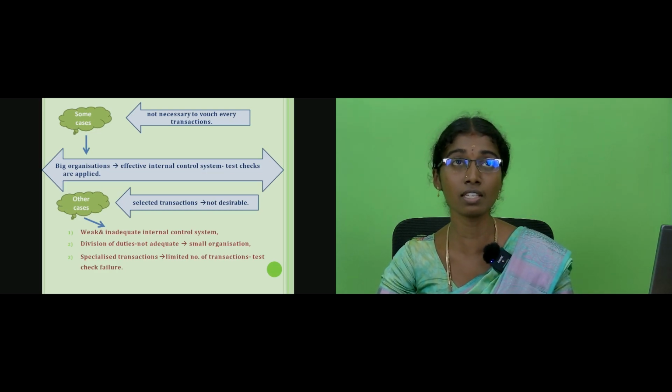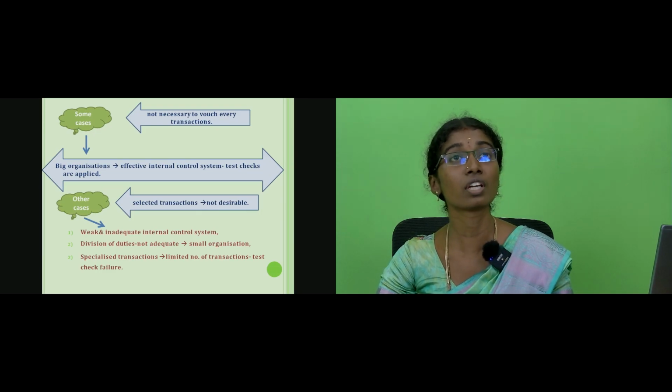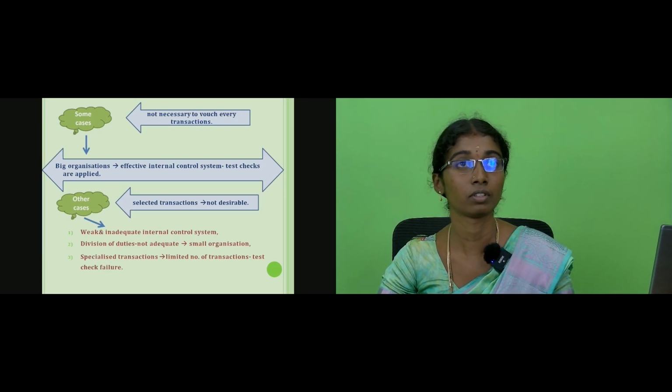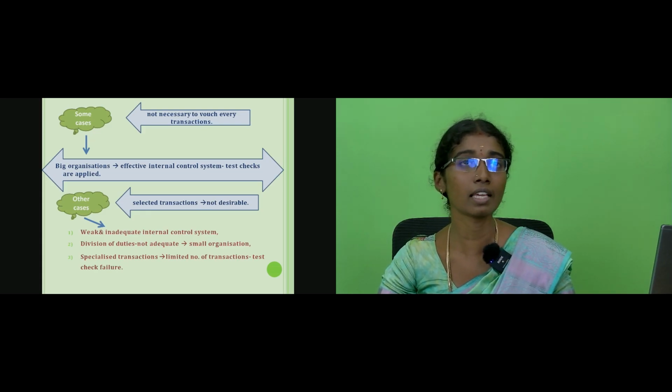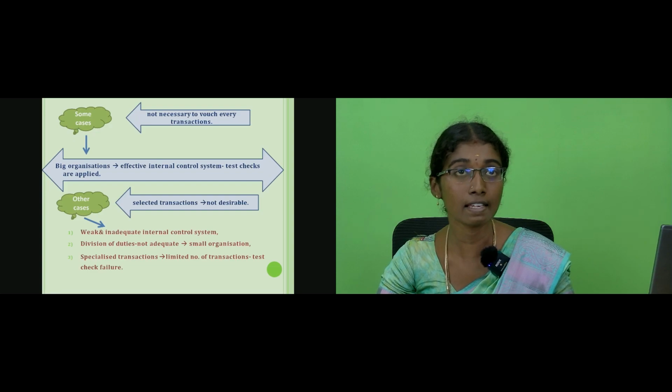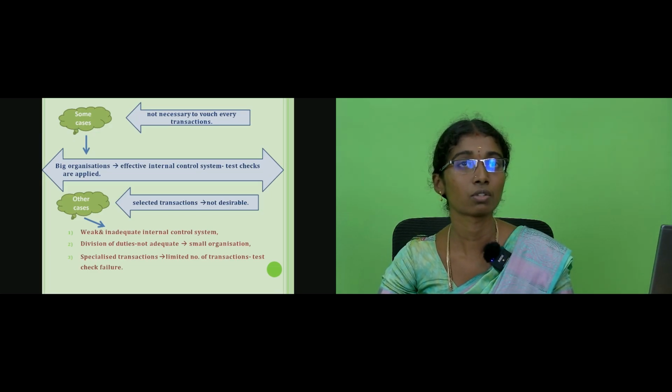In these cases, it is not necessary for the auditor to vouch every transaction. The internal staff itself will check the group transactions and departmental transactions. So in this case, the auditor should not struggle by verifying all the transactions. In some other cases, it is not enough to verify selected transactions. What does that mean? The auditor has to verify all the transactions made by the company.